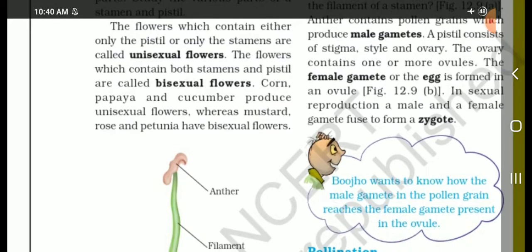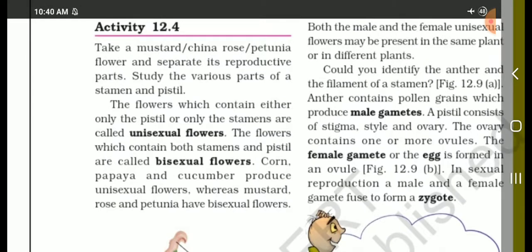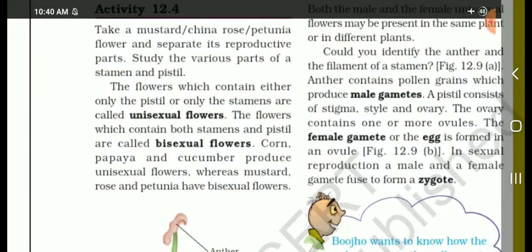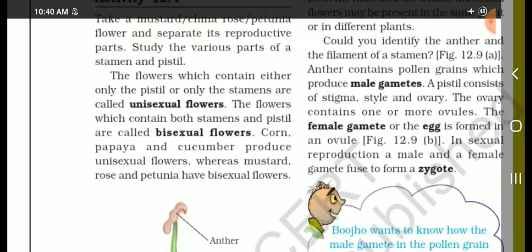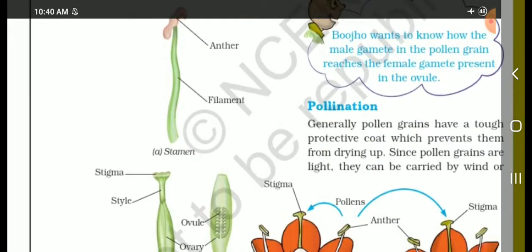Okay. In sexual reproduction, male and female gametes fuse to form a zygote. That's all. Male gametes: the anther contains pollen grains which produce male gametes. A pistil consists of stigma, style and ovary. The ovary contains one or more ovules. The female gamete or egg is formed in the ovule. In sexual reproduction, a male and female gamete fuse to form a zygote. What is meant by zygote? That's all.